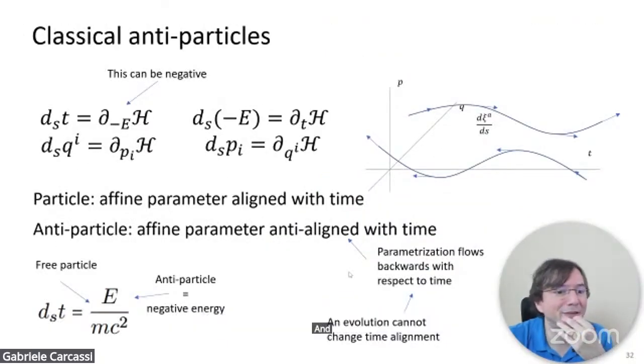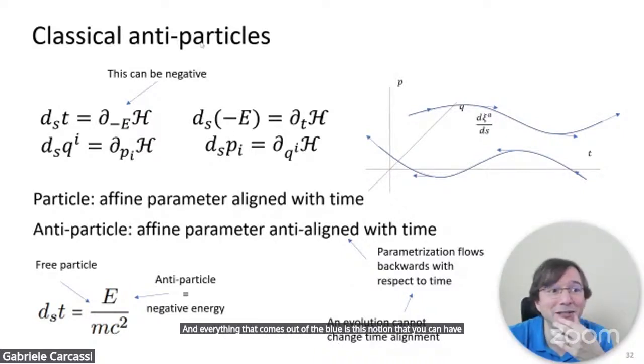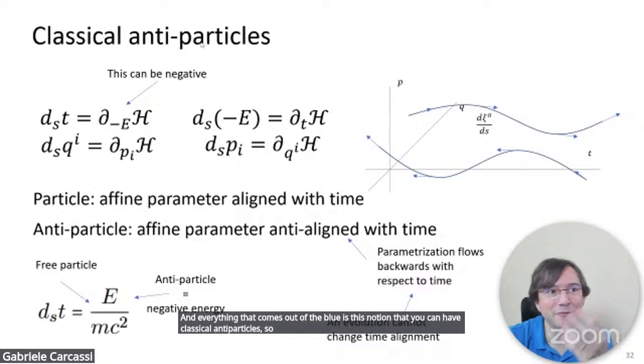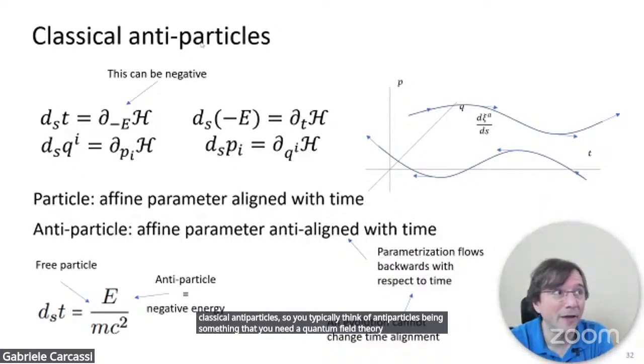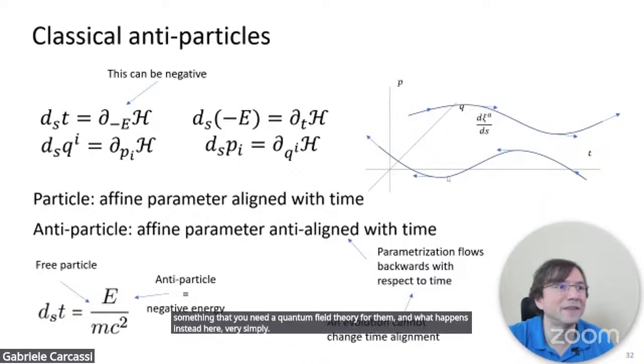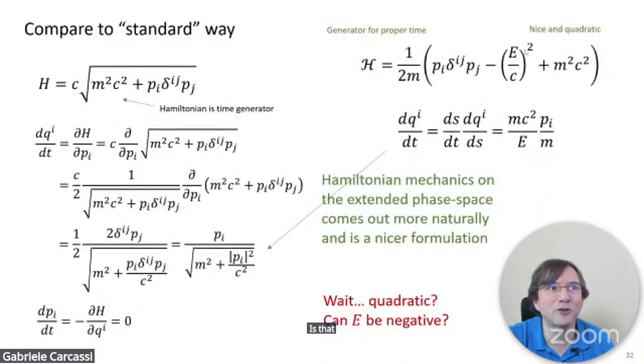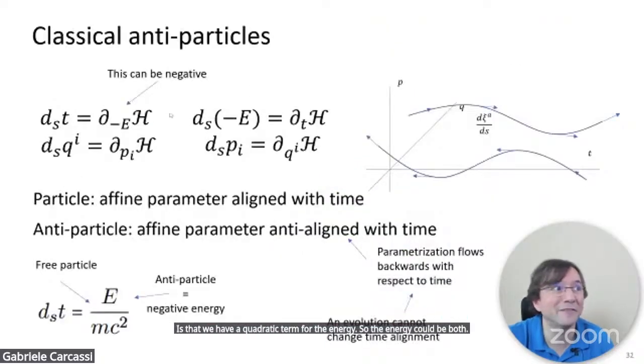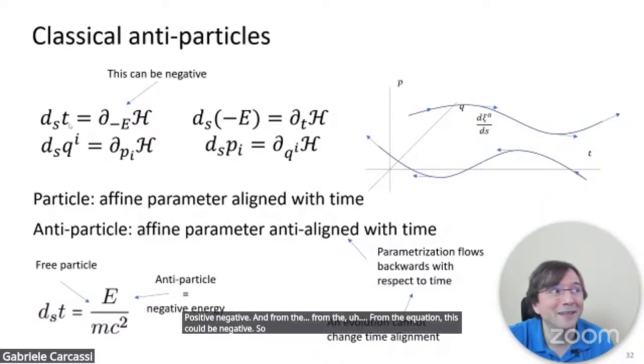Another thing that comes out of the blue is this notion that you can have classical antiparticles. You typically think of antiparticles as something that you need a quantum field theory for. What happens instead here, very simply, is that we have a quadratic term for the energy. So the energy could be both positive and negative, and from the equation, this could be negative. And the parameterization goes backwards in time.